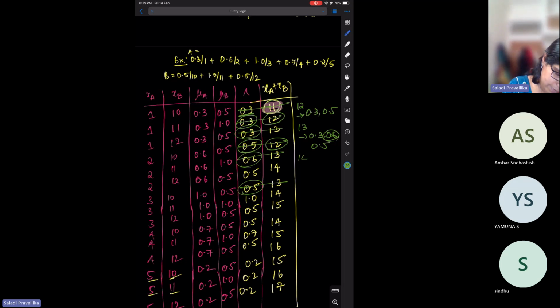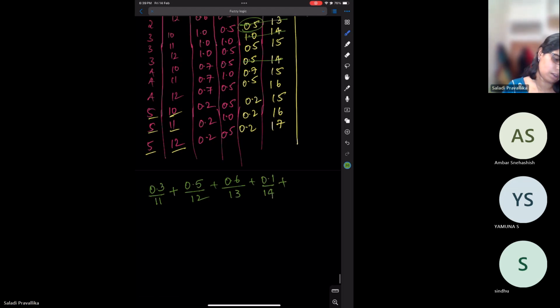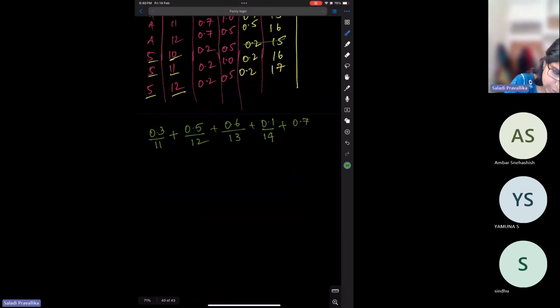Next, let's go for 14. So for 14, we have 0.5, 1.0, and then 0.5. That's it, right? 0.5, 1.0, and 0.5. So the highest value is 1. So 1.0 for x equal to 14. Got it. Next, for x equal to 15, we have 0.5, 0.7, and 0.2. Right? The highest value is 0.7. So 0.7 for x equal to 15.